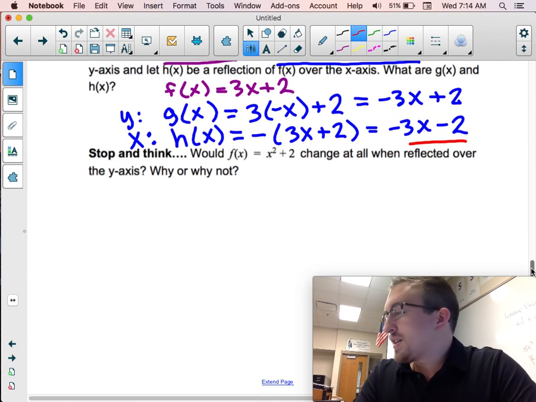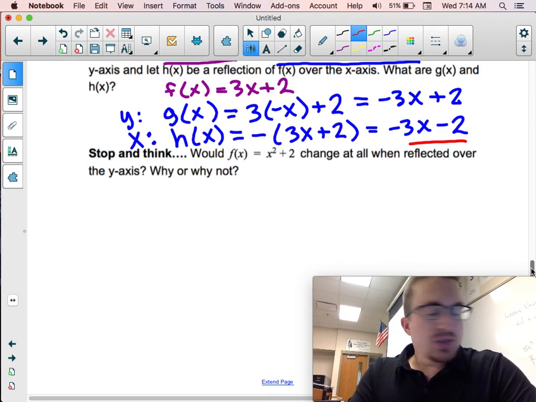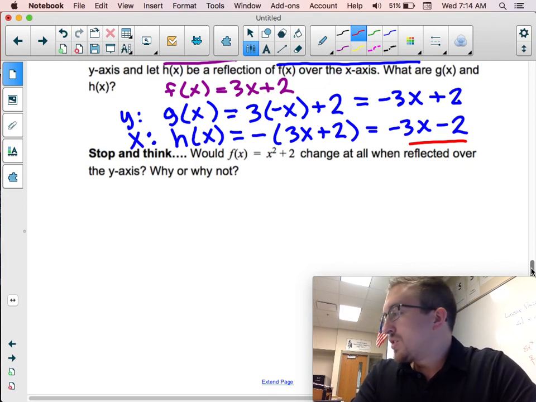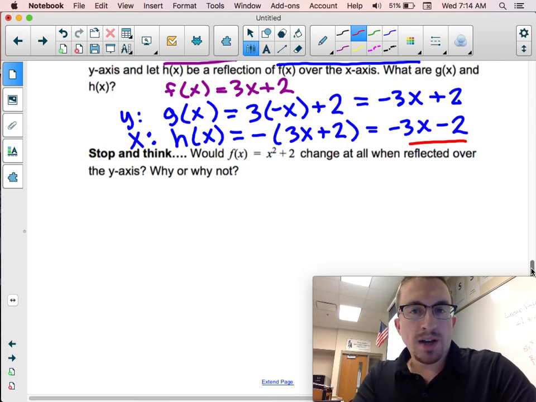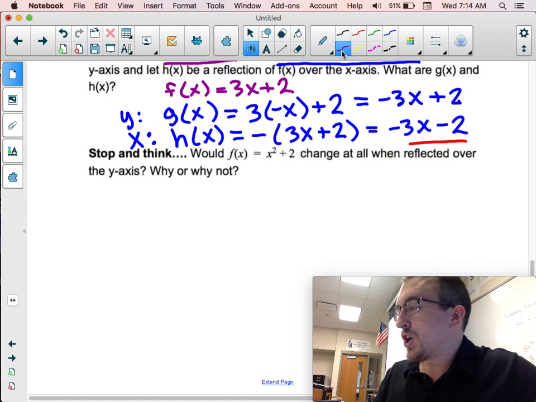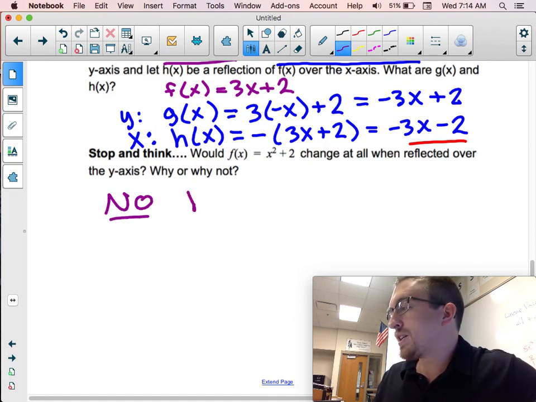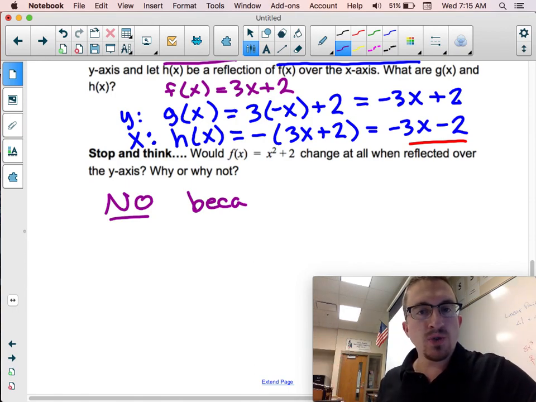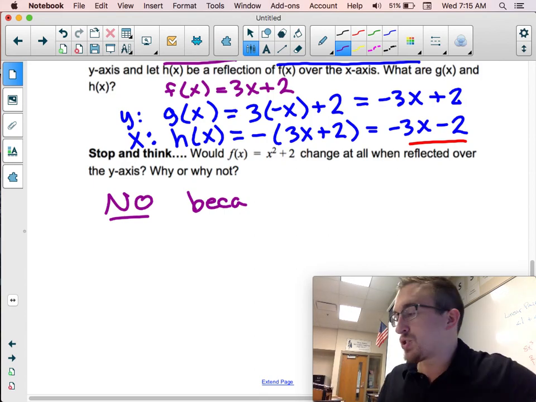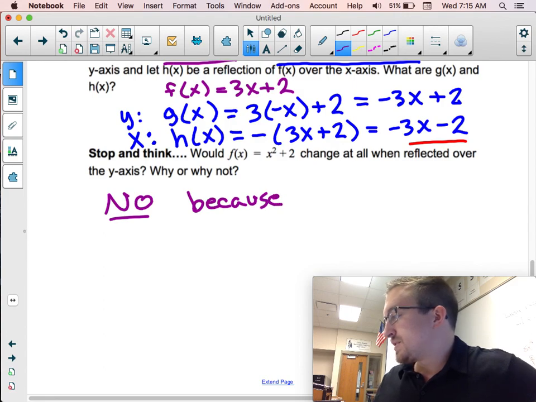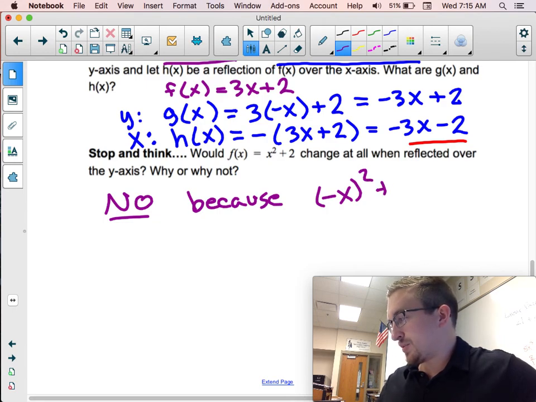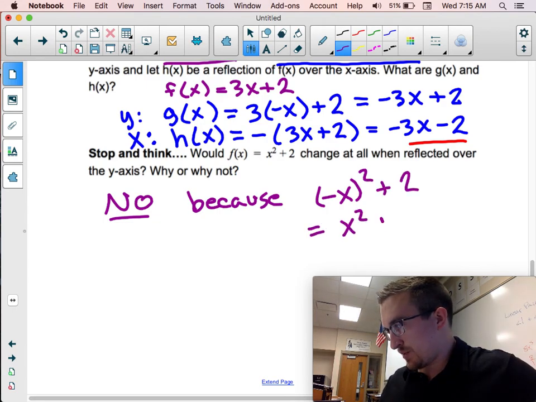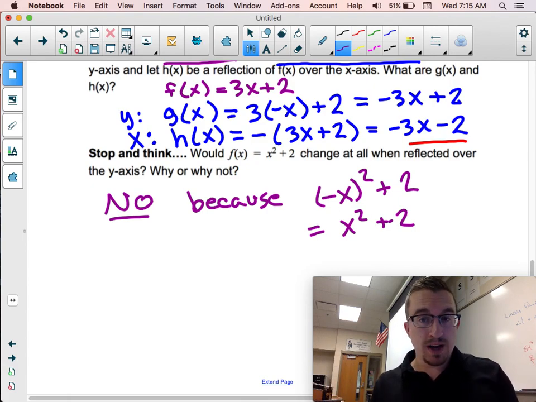Here's one more stop and think. Would f of x equal to x squared plus 2 change at all when reflected over the y-axis or not? So the answer to this is no. No, it would not change, and I'll give a short mathematical reason. First of all, this is a quadratic shifted up by 2 units. If you can visualize that or stop and graph it up, this will not change if I flip it over the y-axis because it's symmetric. And that's also because if I do change the inputs with a negative sign, well, negative x squared plus 2 is equal to x squared plus 2. There's no mathematical, algebraic, or graphical difference.